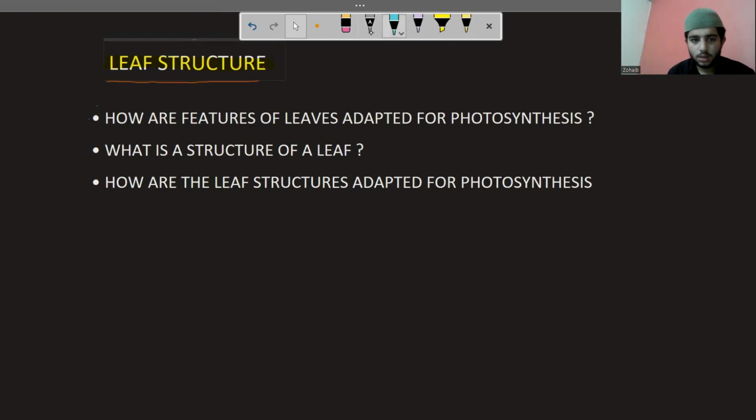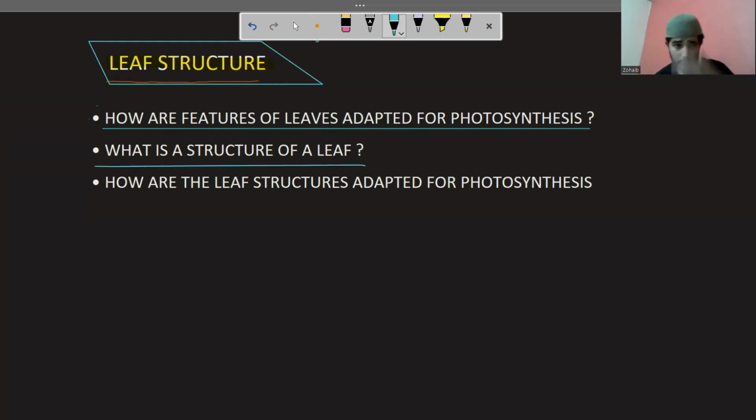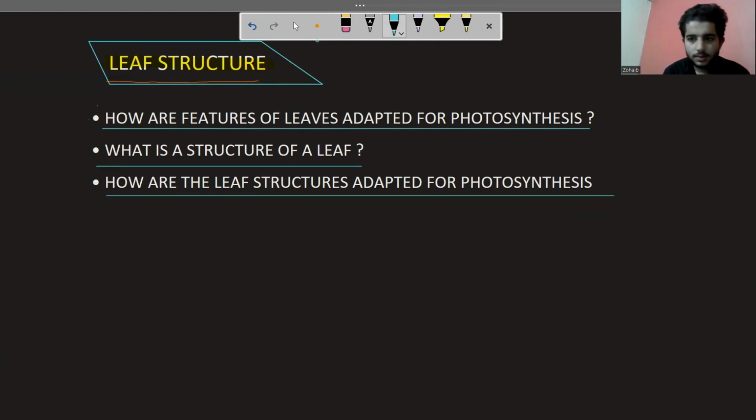Inshallah, we will do leaf structure. Today's topic is leaf structure. In this lecture we will cover how the features of leaves are adapted for photosynthesis, what the structure of a leaf is, and how the leaf structures are adapted for photosynthesis. So let's start.